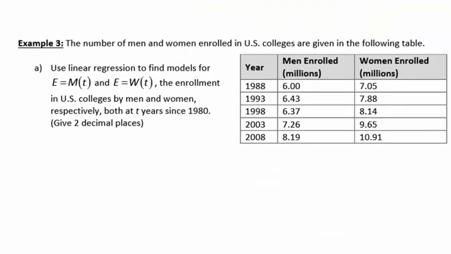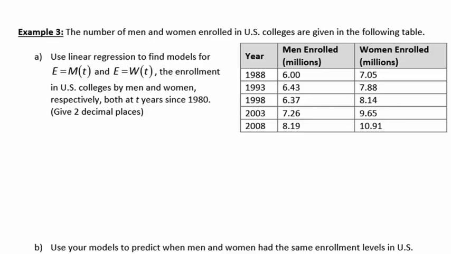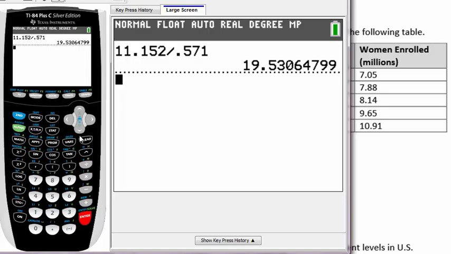In example 3, we need to do a regression. So the first step is going to be plugging the data from your table into your calculator. We're working here with years since 1980, so you're going to plug in values of 8, 13, 18, 23, and 28 in your first column. Then your second column, you plug in the number of men enrolled, and your third column, you plug in the number of women enrolled. Let's get those values entered.